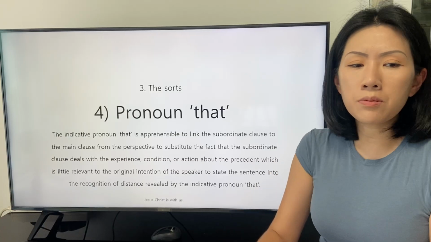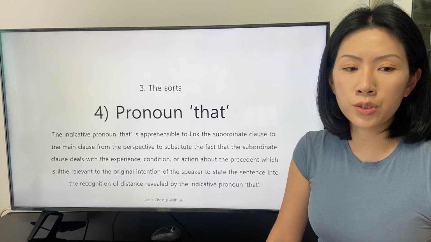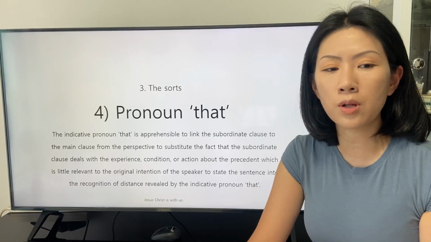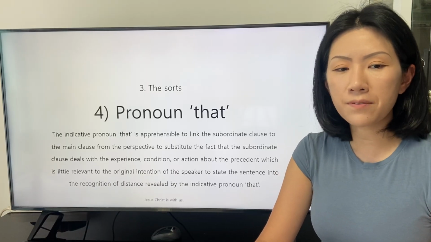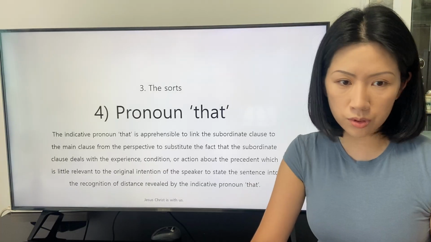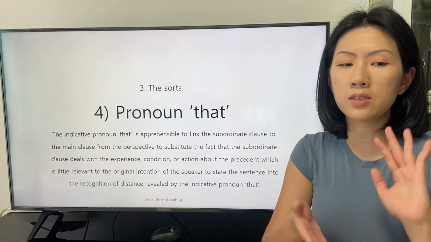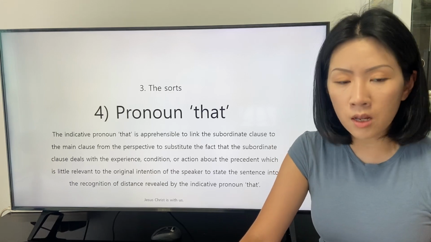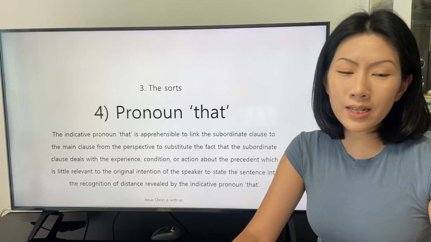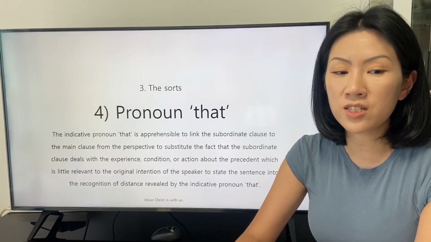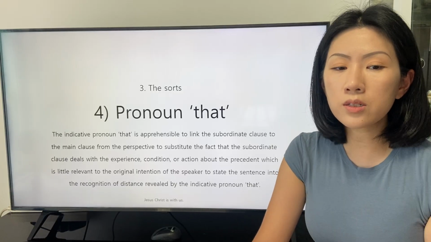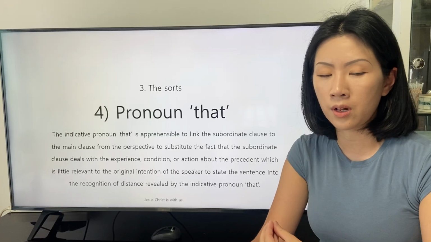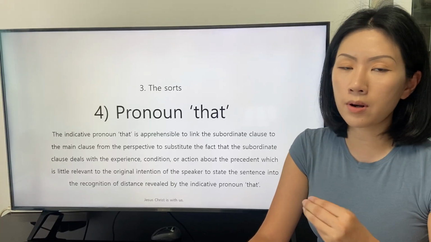The indicated pronoun that is a principle to link the subordinate clause to the main clause from the perspective to substitute the fact that the subordinate clause deals with the experience, condition, or action about the precedent, which is little relevant to the original intention of the speaker to state the sentence, into the recognition of distance revealed by the indicated pronoun that.